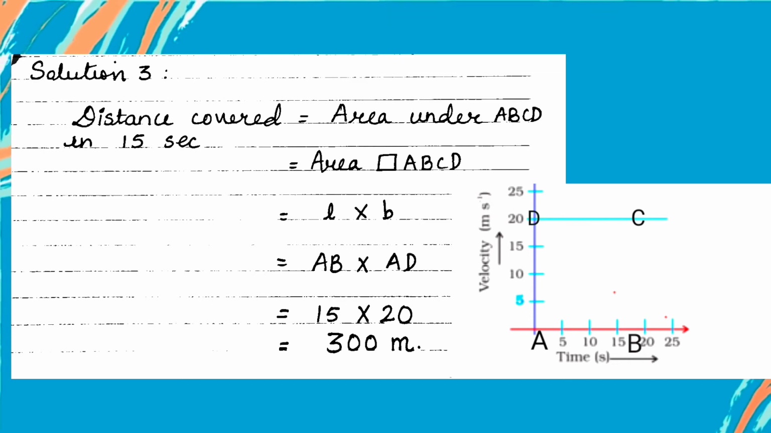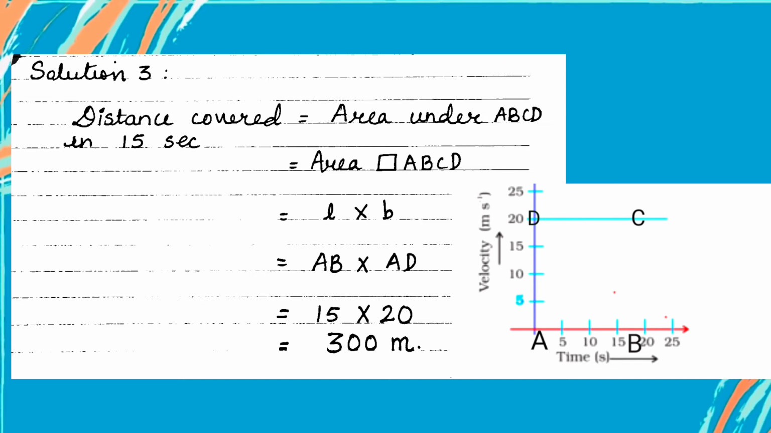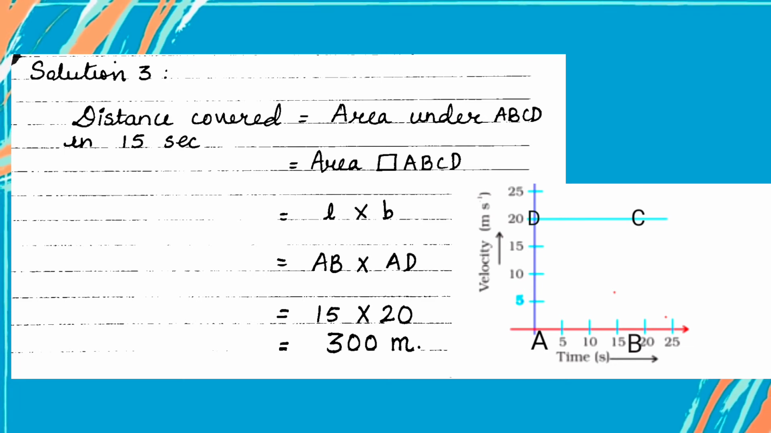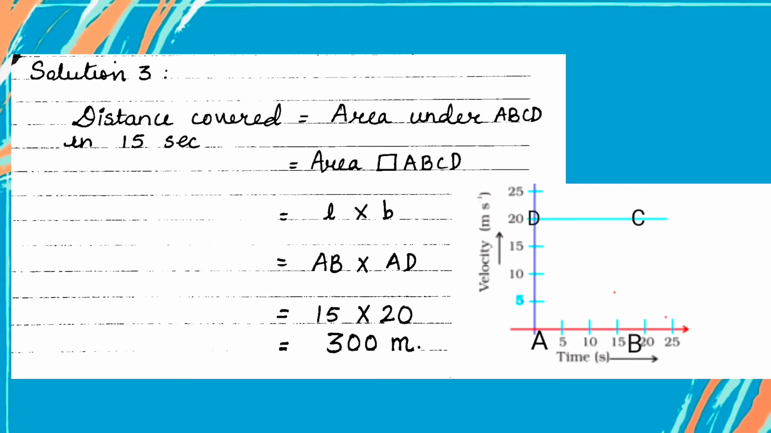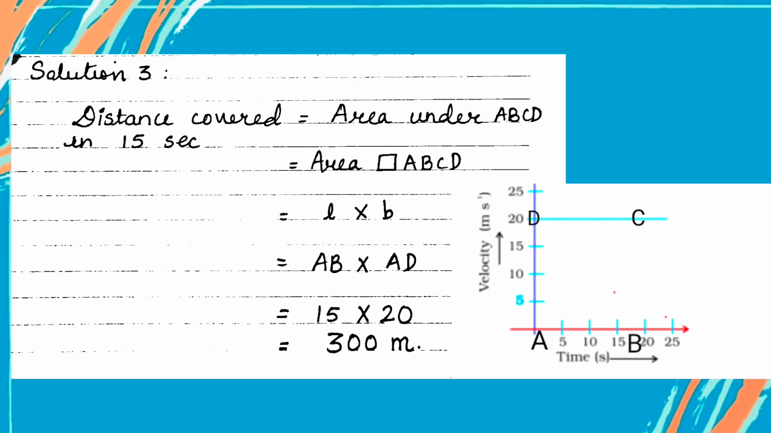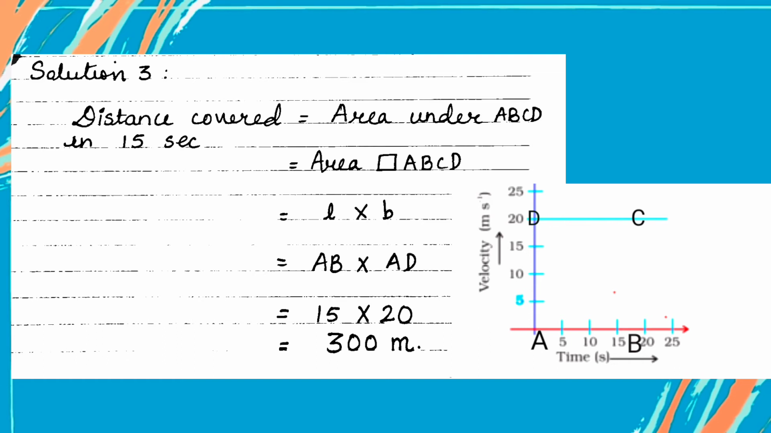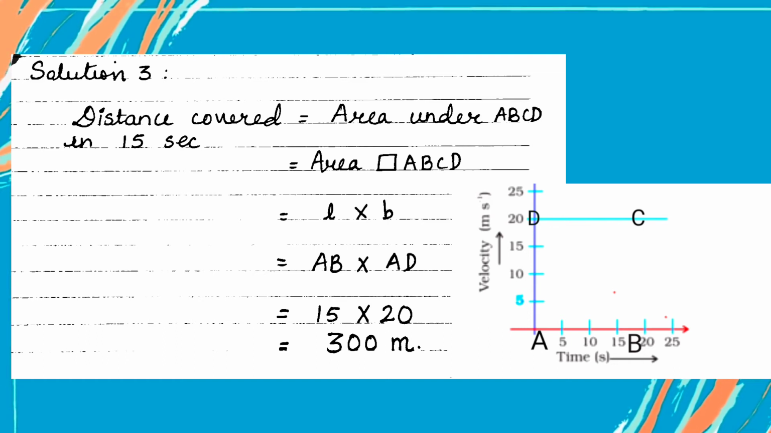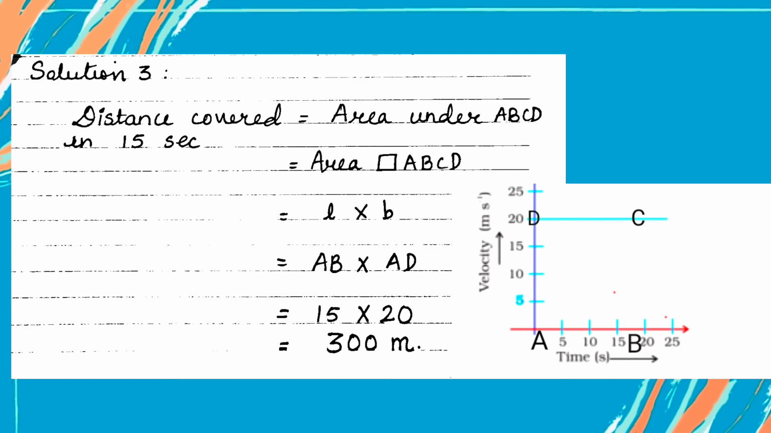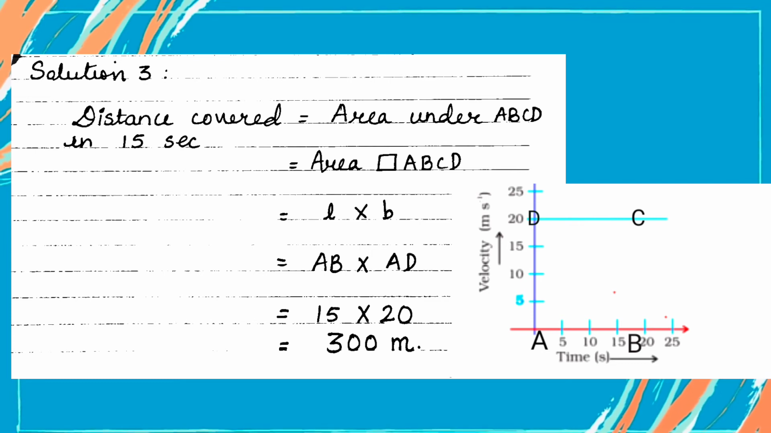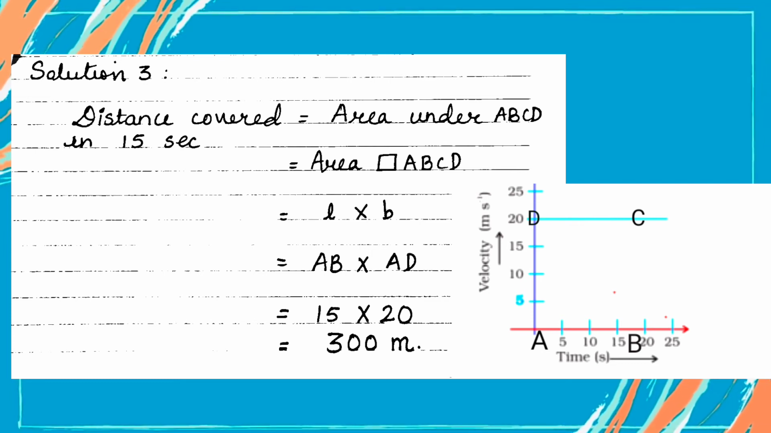So what is the formula to find the area of a rectangle? It is length into breadth. So what is length here? AB. And what is the breadth? It is AD. From observing the graph, the length is 15, breadth is 20. So what we get is 300 meter. So how much distance has the cyclist covered? It has covered 300 meters. Isn't it very simple? Yes, it is.